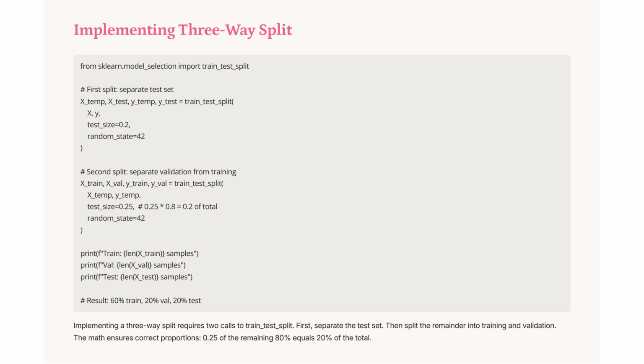Implementing a three-way split involves 2 train-test split calls. Initially, separate the test set. Next, divide the remaining data into training and validation sets. This ensures 60% for training, 20% for validation, and 20% for testing. The math confirms 0.25 of the remaining 80% equals 20% of the total dataset.